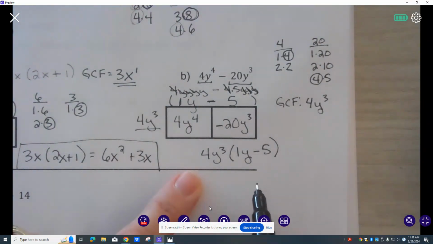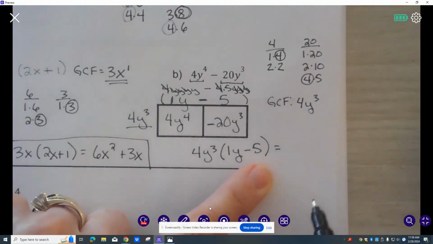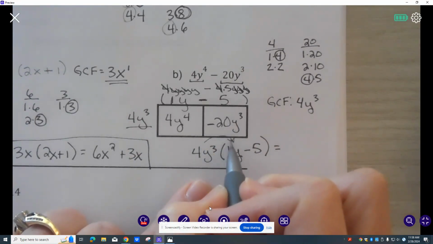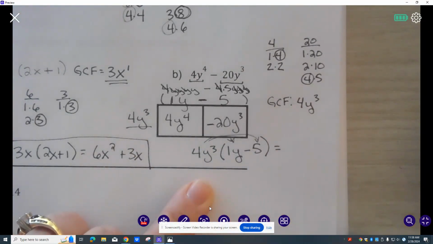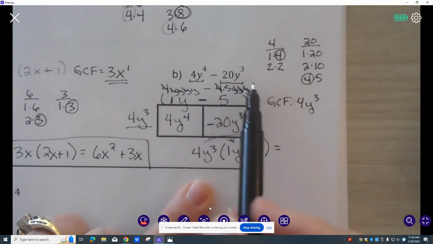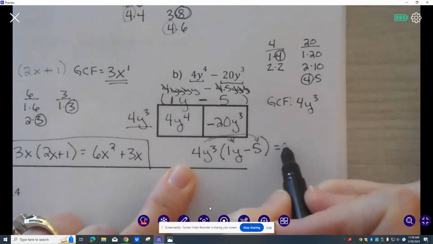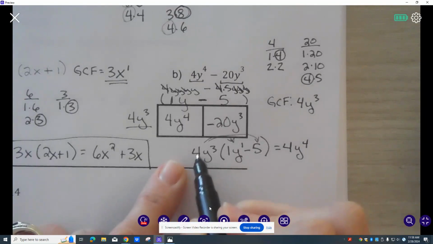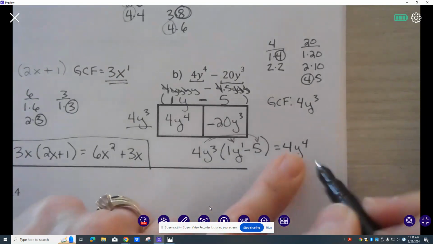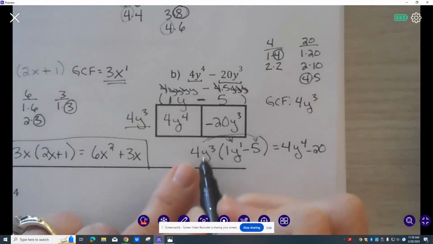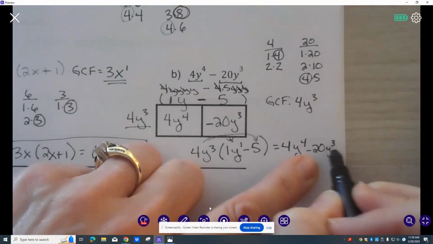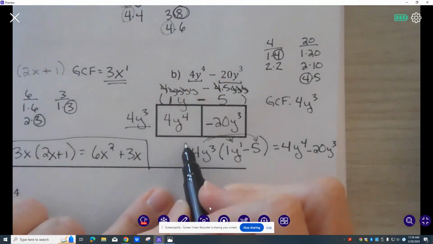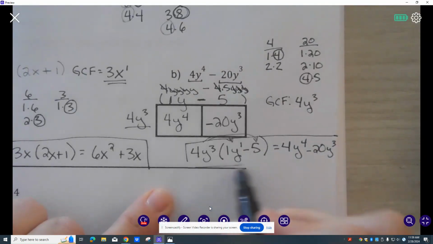Looks like something you would do distributive property on. And then let's check it. Let's do distributive property. So we're going to do 4y times y and 4y times negative 5. See if we get our original problem. 4 times 1 is 4. Y to the third times y to the 1 is y to the fourth. 4 times negative 5 is negative 20. And here I have that y to the third. So if you look, that matches what we started with. So then you know you did indeed factor that correctly.